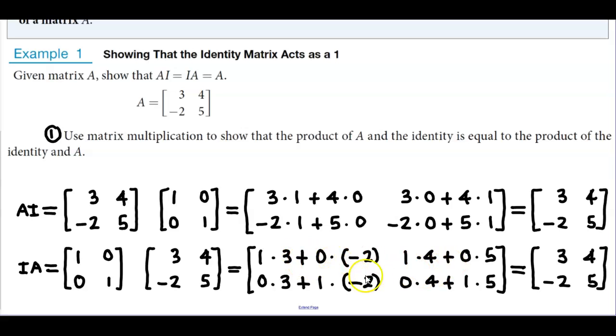And if we follow the same thing with the order of operations, we're going to end up with the same matrix. We get 3 here plus 0, which is 0. We get 4 plus 0, which is 4. 0 plus negative 2 is negative 2. And 0 plus 5 is 5.